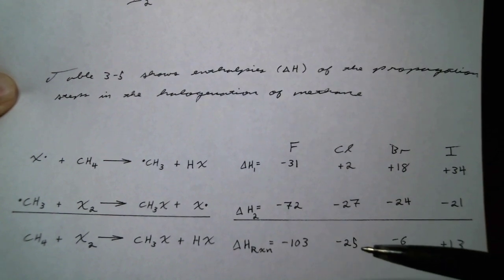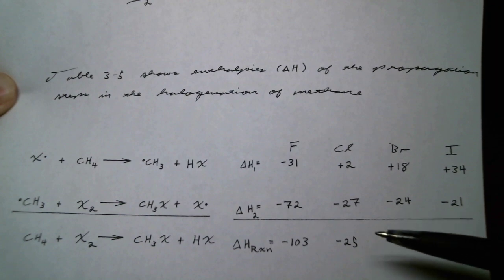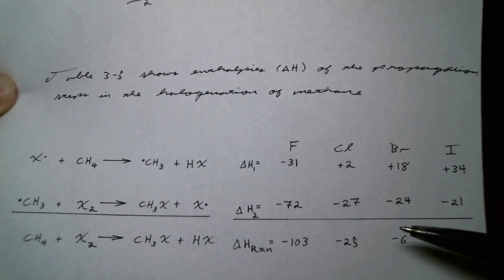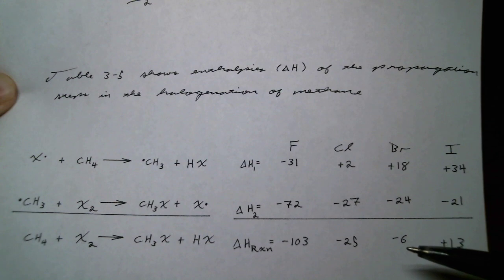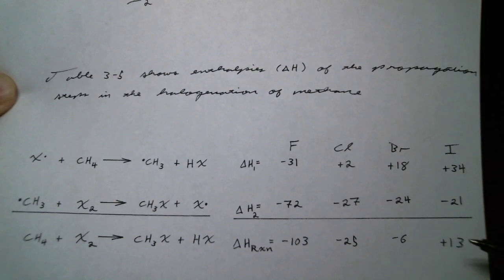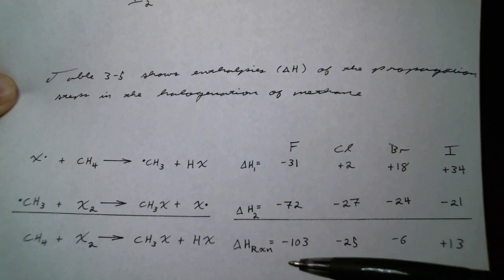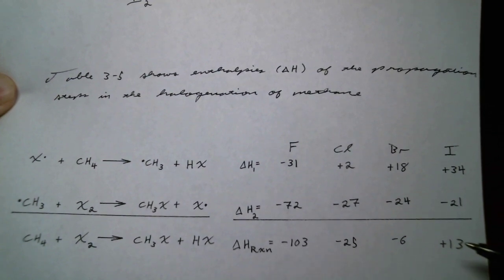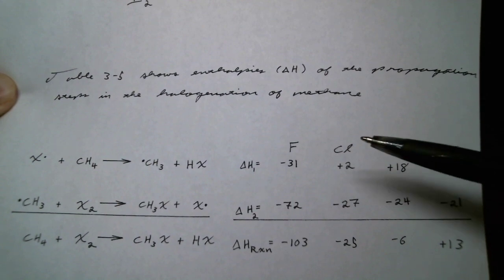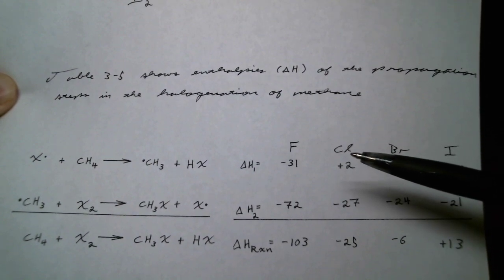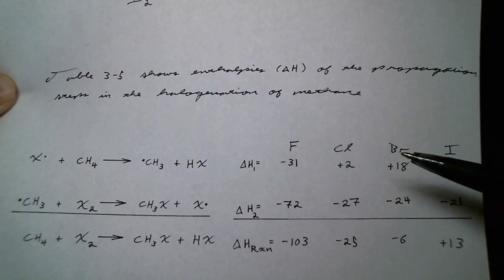Another interesting point is that for bromination, we're getting less exothermic overall. And then finally, by the time we hit radical iodination, our overall change in enthalpy for the reaction is positive, so that's endothermic. So in practice, chemists typically do radical chlorinations and brominations.